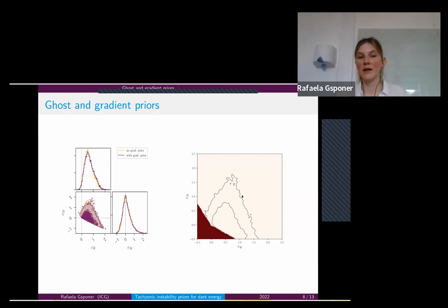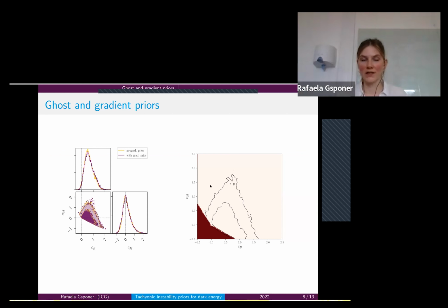So we can then implement these ghost and gradient priors in Einstein-Boltzmann solvers to actually speed up the MCMC chain. And this has been done for ghost and gradient priors before. On the right-hand side, you see a plot from the contour plot we saw before, with the prior for the ghost and gradient enforced and without. And you can actually see that the contours are nicely reproduced.